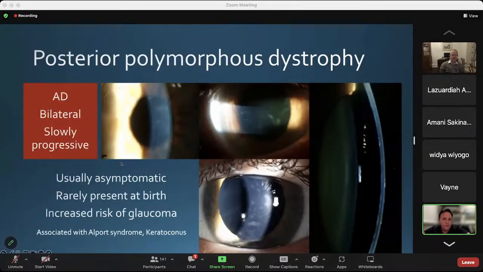Posterior polymorphous dystrophy is a dominant condition. It has a variable way of presenting. It can present with quite diffuse corneal clouding in early life in more severe forms. It's usually asymptomatic. It's a dominant condition, so parents and relatives should have evidence of this in their eye if you look at them. So it's very important to check parents. It's rarely present there at birth, but it does increase your risk of glaucoma if it's present. It can be associated with other syndromic conditions such as Alport's, as well as keratoconus can be associated with that as well.